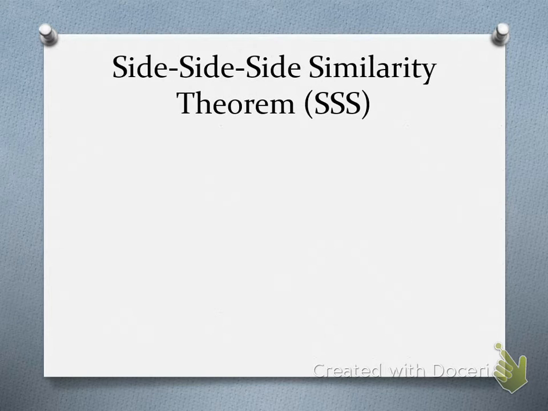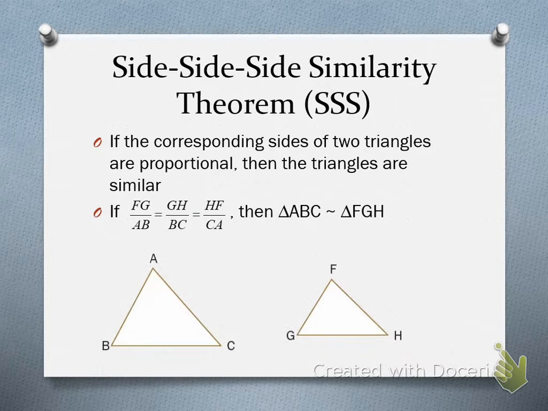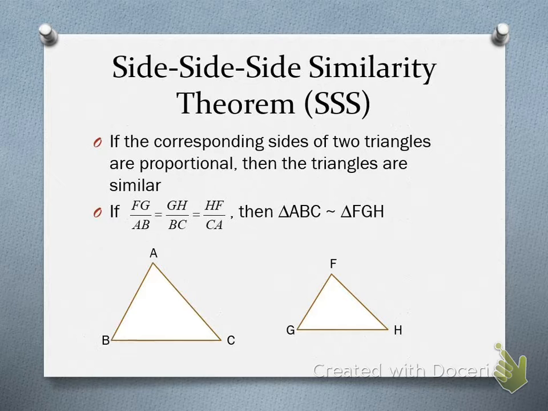Side similarity theorem. So this one's also called SSS. You may want to add a little similarity symbol next to the SSS. So you might want to call it SSS squiggly. So you remember it's different from congruence. If the corresponding sides of two triangles are proportional, then the triangles are similar.